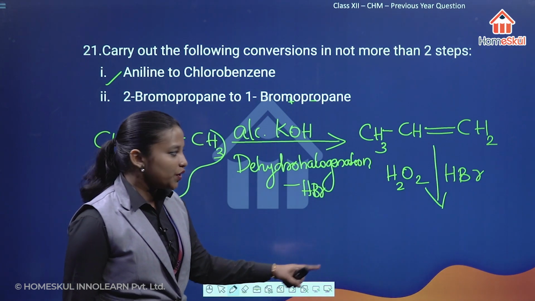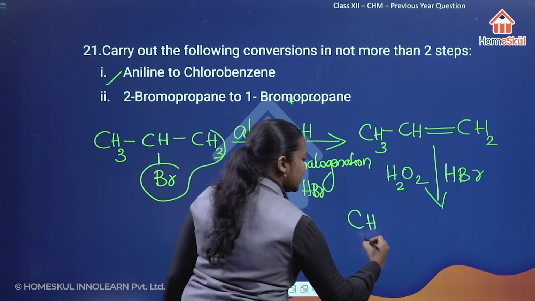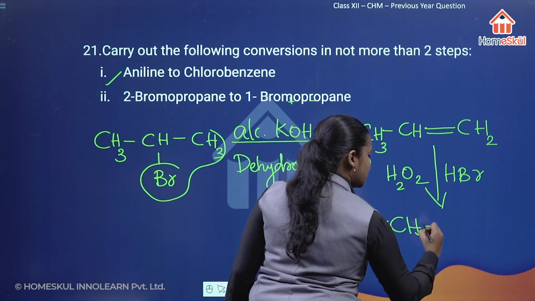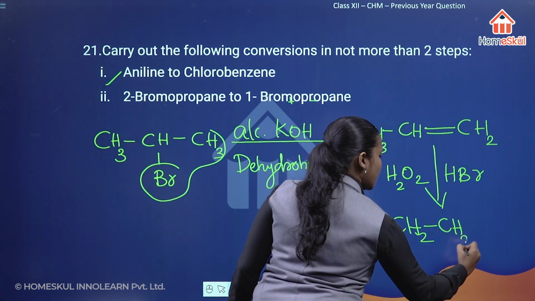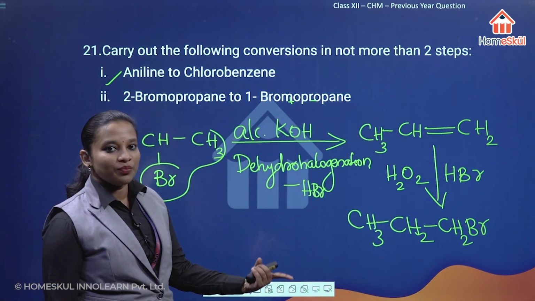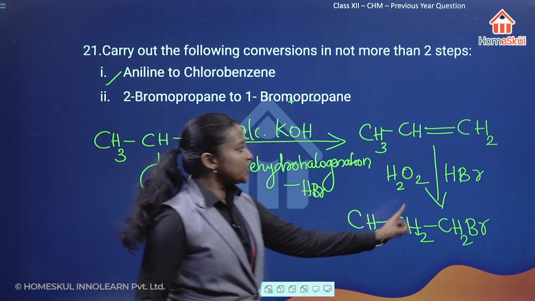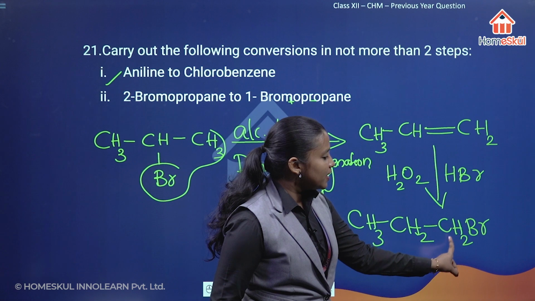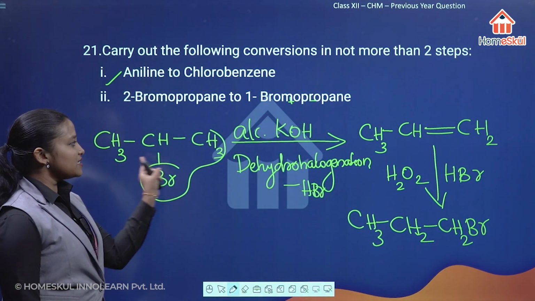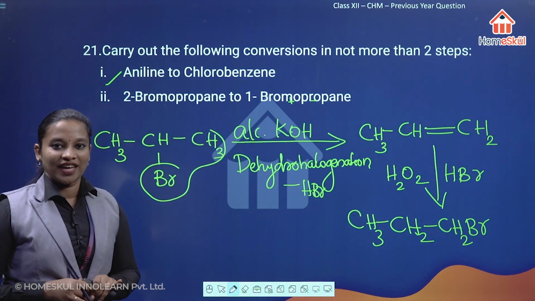Okay, anti-Markovnikov's rule. Here, addition of HBr in presence of a peroxide will result in the formation of CH3CH2CH2Br. The negative part of the addendum goes to the carbon having greater number of hydrogen. That is anti-Markovnikov's rule. Here the Br, the negative part, goes to the carbon having greater number of hydrogen. So, there forms 1-bromopropane. Okay, this is the best method for the conversion of 2-bromopropane to 1-bromopropane.